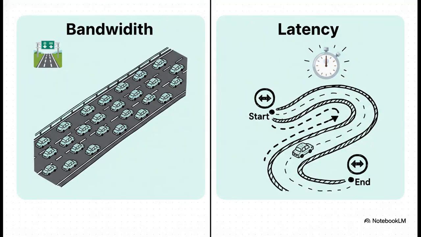The easiest way to wrap your head around it is to think of a highway. Bandwidth, your speed, is like how many lanes the highway has. More lanes means more cars can travel at once. But latency, that's the time it takes for a single car to drive to its destination and come all the way back. It's the round-trip travel time.